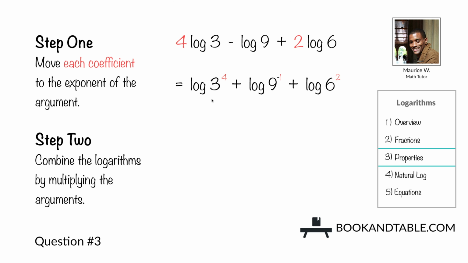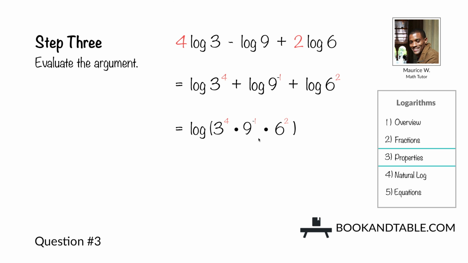So this leaves us with the log of 3 raised to a power of 4, plus the log of 9 raised to a power of negative 1, plus the log of 6 raised to a power of 2. And now we can combine these logarithms since we are adding logarithms with the same base. We can combine all three of these into a singular logarithm by multiplying the arguments. And now we can evaluate this argument.